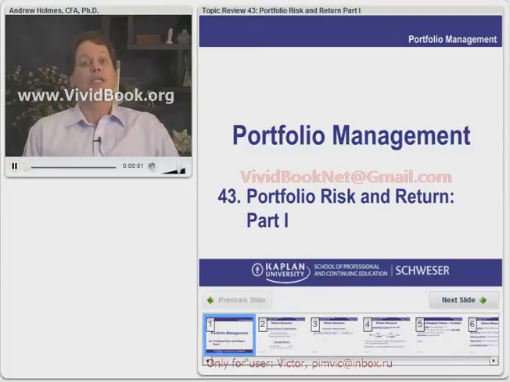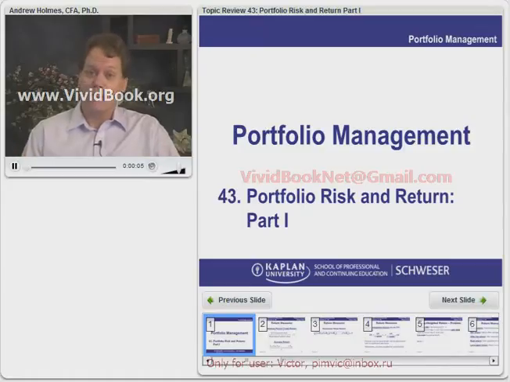Now it's time to actually turn to the arithmetic of portfolio management. What we've got in front of us now is portfolio management risk and return. In particular, we're going to be looking at part one. So what we'll see here is sort of the basics. It's going to be a little bit rudimentary.